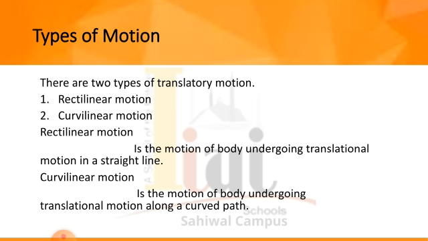The second one is curvilinear motion. Curvilinear motion is the motion of the body undergoing translational motion along a curved path. So if the body is moving in the same direction, same path, same time, and all the parts of the object are moving, but the motion is along a curved path, not a straight path. The motion is executed in a curved path, so this is known as curvilinear motion.